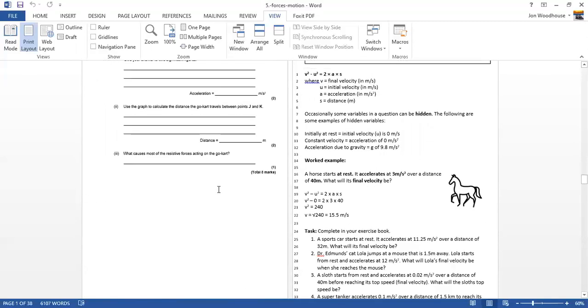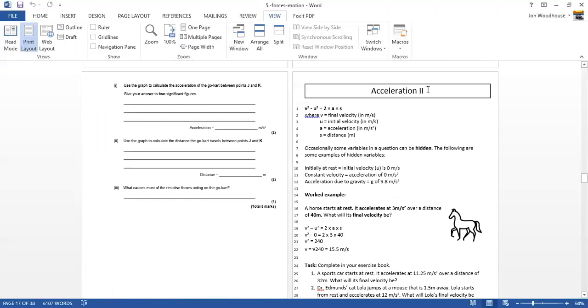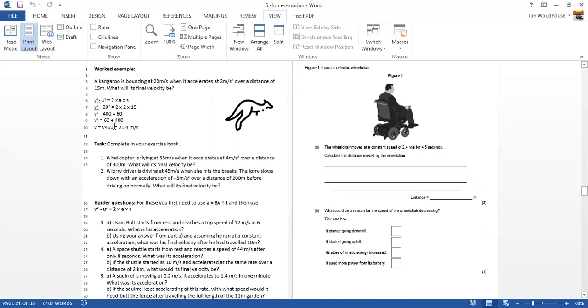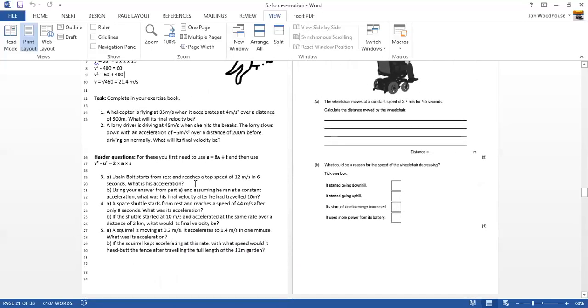Now, what this is looking at is acceleration, using v squared minus u squared is equal to 2as. What's interesting about this equation is it means you can calculate either initial velocity, final velocity, acceleration, or displacement without knowing time. And that's quite important. This is a worked example to show you, so you can keep referring back to, and then I'll do a couple of these, okay?